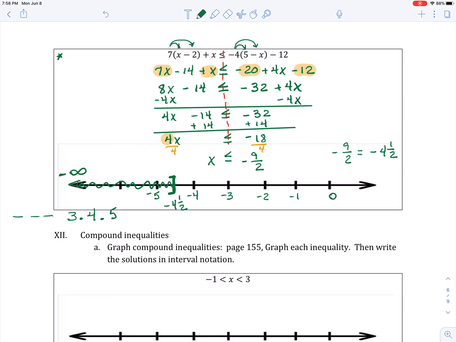And finally, let's see if I can squeeze it in here. In interval notation, remember for infinity you always use the parentheses, and then we're coming up to negative 4 and 1/2, or of course you could write that negative 9/2. Both of those would be correct.